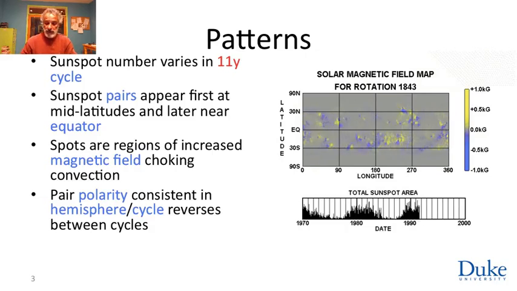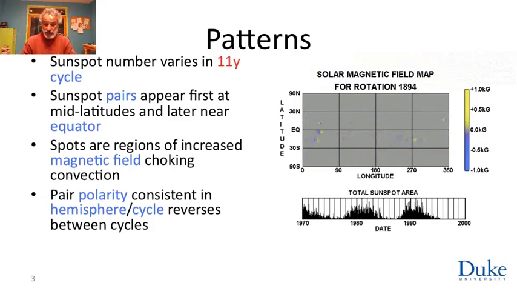And this is a magnetic field map. Again, we have the lines of latitude and longitude along the sun. And as a function of time, we see that when there are lots of sunspots, there are a lot of these regions of high magnetic field. Notice that yellow is one polarity and blue the opposite polarity, so magnetic field pointing in and out of the sun.